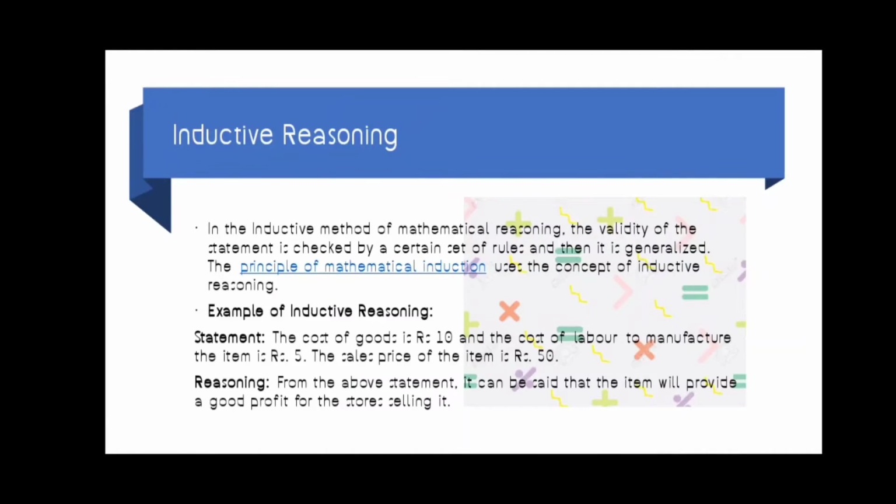Example: Statement 1. The cost of goods is RS10, the cost of labor to manufacture the item is RS5, and the sale price of the item is RS50. From the statement above, it can be said that the item will provide good profit for the store selling it. In short, as inductive reasoning, it is generalized. It is not considered as geometrical proofs.